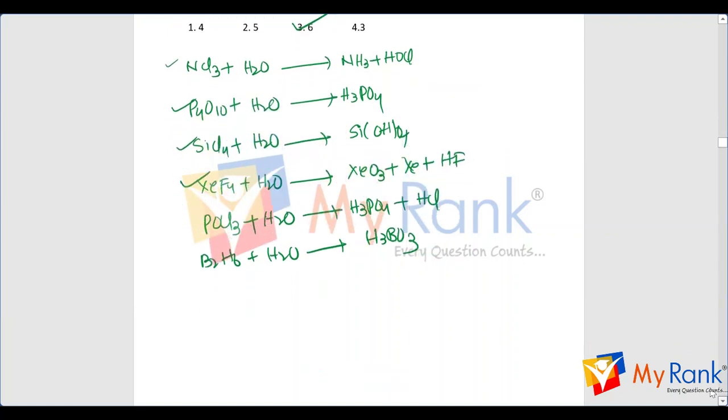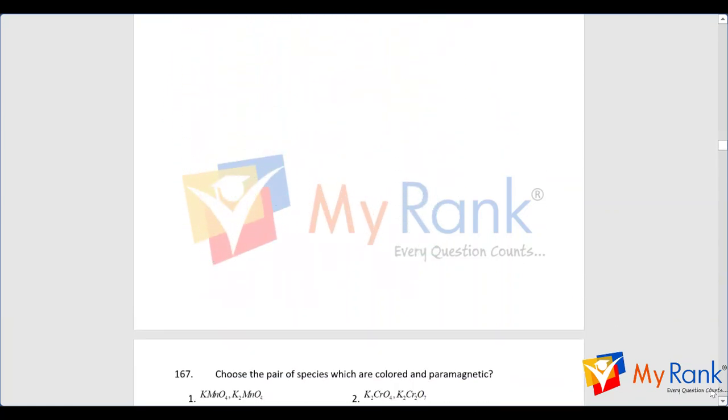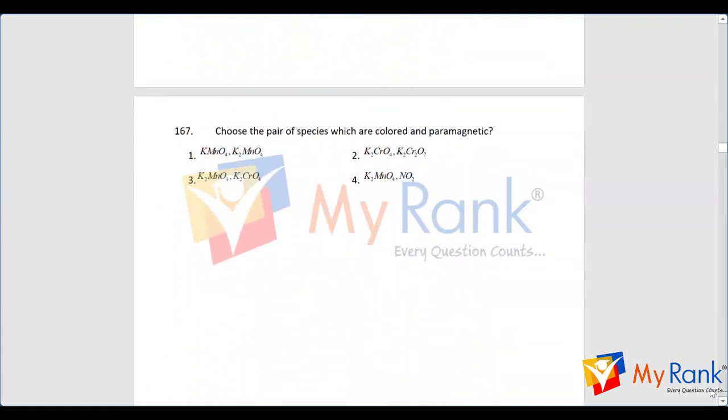And the next one is 167. Choose the pair of species which are colored and paramagnetic. Just look here. One is KMnO4. Second one is K2MnO4. Third one is K2CrO4 and K2Cr2O7 and NO2. Total we have 5 compounds.